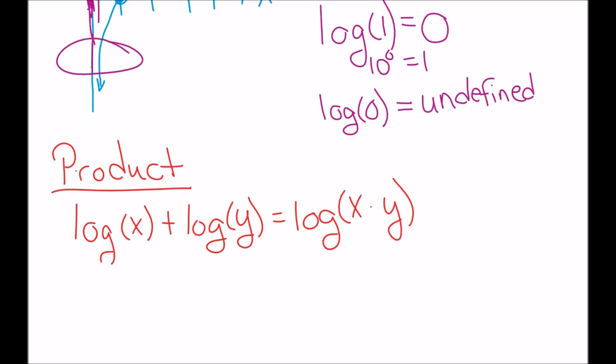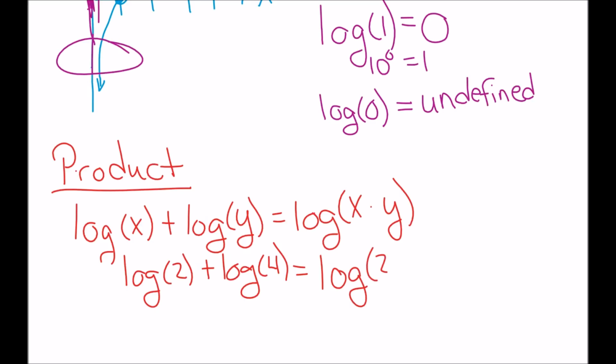Okay, so let's do an example. Let's say we have log of 2, and we're adding to that log of 4. Then we can simplify this down and say that it equals the log of 2 times 4, which equals the log of 8. So that is your product rule.